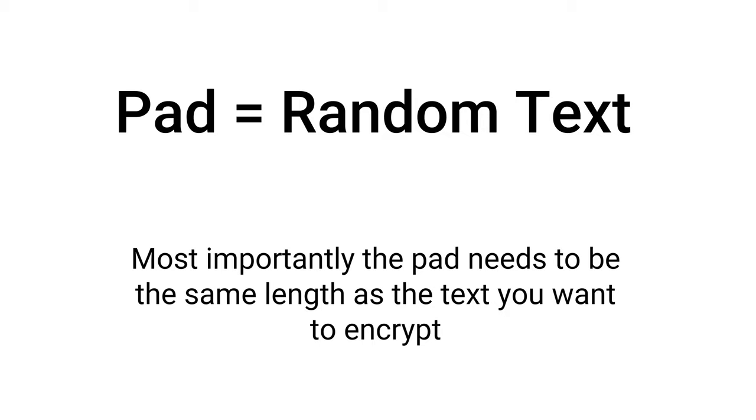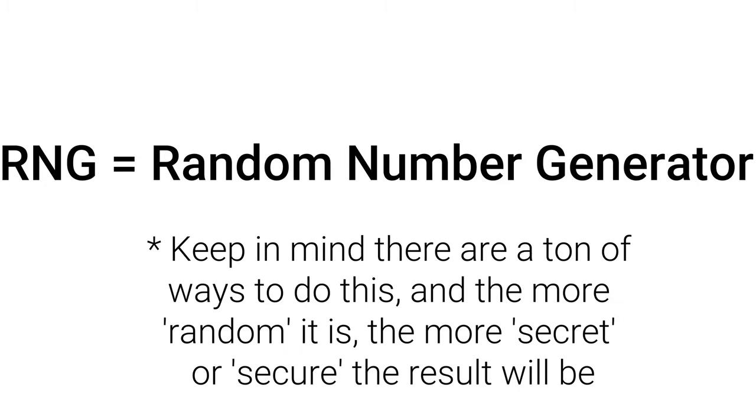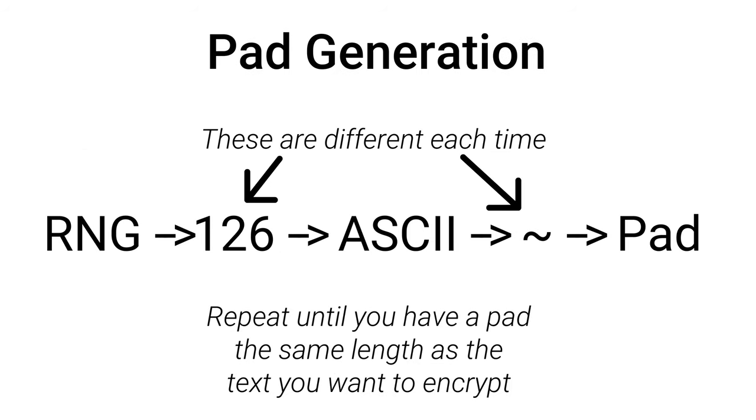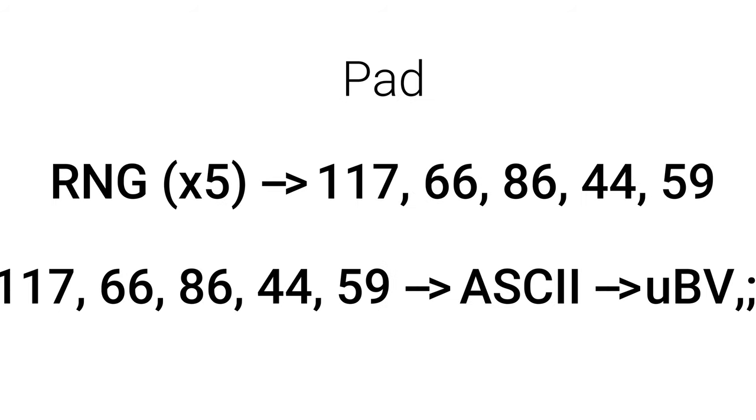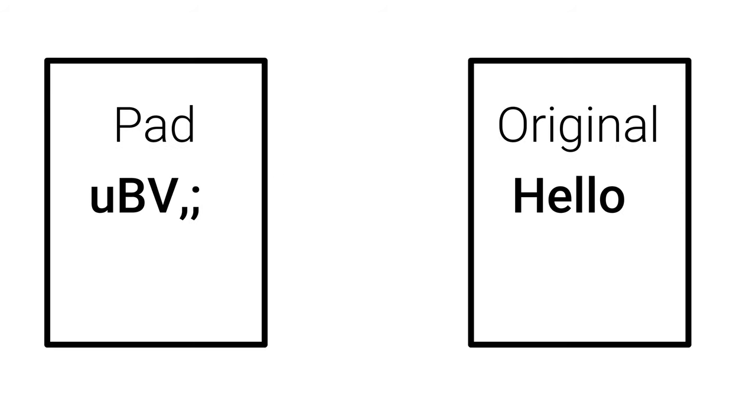So, here's where the real fun begins. The pad in the one-time pad refers to a bunch of randomly generated text that's the same length as the text that you want to encrypt. Typically, it's generated through a random number generation system, which then converts each number to ASCII until you have a pad that's the same length as our original text. In our case, since our text, hello, is 5 characters, we'll need 5 randomly generated characters. I've generated lowercase u, capital B, capital V, comma, and semicolon. This will be our pad for the examples.